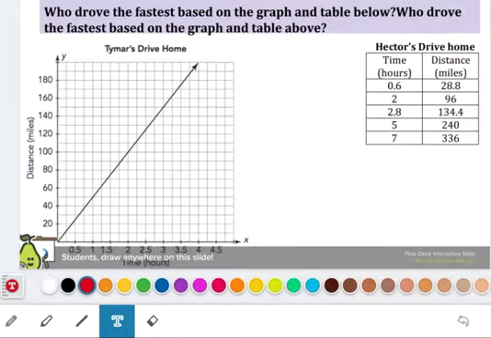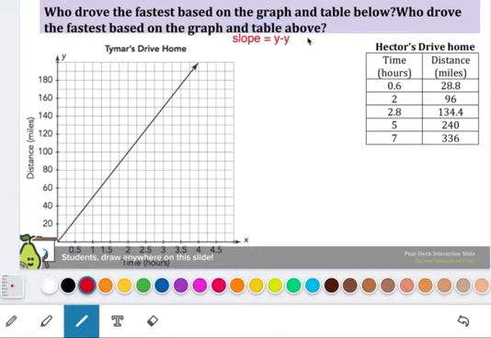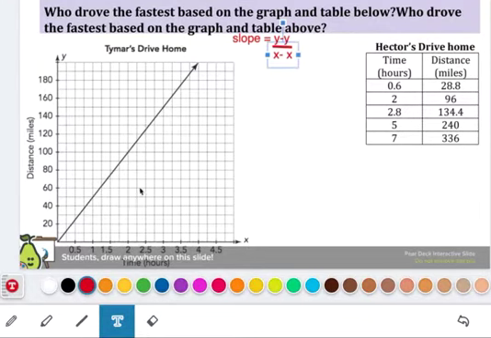Next one: who drove the fastest based on the graph and table below? Is it Timir or Hector? We need to find the rate of change. Rate is the same thing as slope, so we're finding slope, which equals y minus y over x minus x. I'm going to keep that equation up here because we're going to use it for both. For a graph, it's y sub 2 minus y sub 1 over x sub 2 minus x sub 1. You need to pick 2 points, so I'm going to pick 1 and 50.